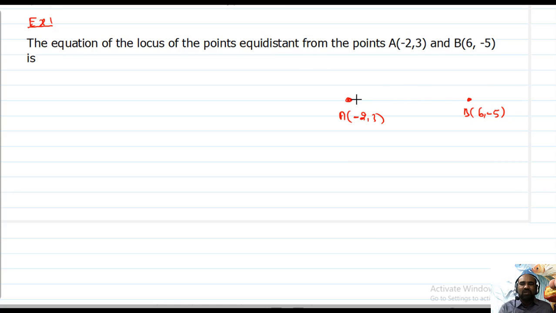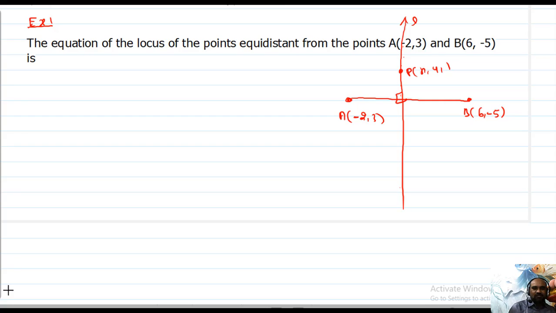Locus means the perpendicular bisector of the line segment joining these two points. That is the locus. But you want the locus equation. We want to find a rule between x and y which is satisfied by all the points. Obviously, geometrically, a straight line is the required locus. But what you want to find is the common rule followed by all these points. Let one of the points be taken as P(x1, y1). Let P(x1, y1) be a point on the required locus.